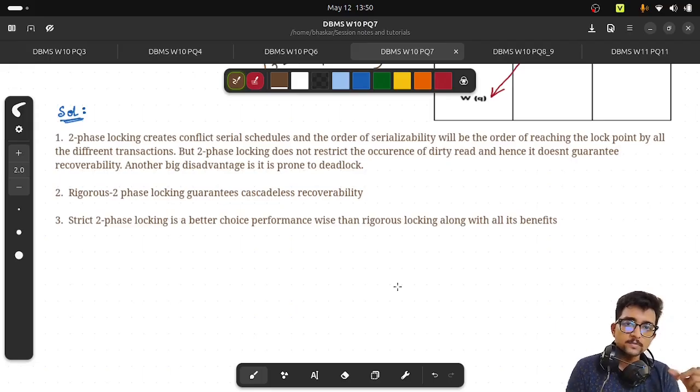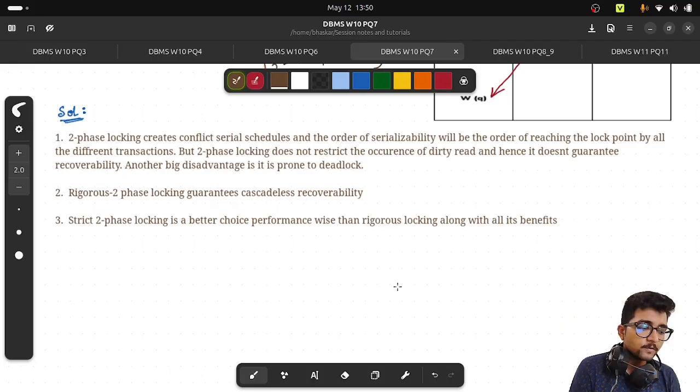The first phase will be the lock gaining phase, and the second phase starts once you have started unlocking: the lock releasing phase. Once the releasing phase starts, you cannot go and ask for another lock on any other or on the same data item. That's the whole idea of two-phase locking. So it guarantees a conflict serializable schedule.